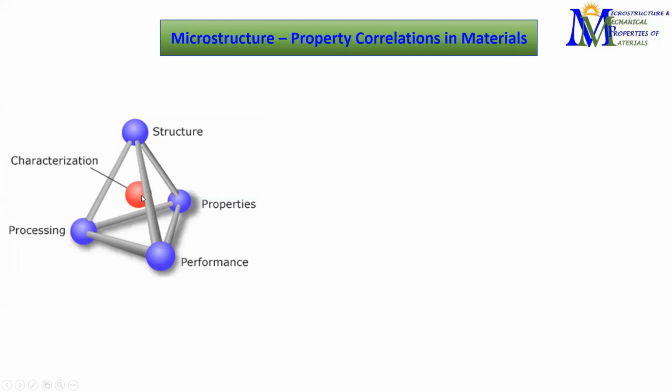The one sitting in the middle of this tetrahedra is the characterization technique, where we use different kinds of characterization to understand the relation between all these four. These are very much related, and we cannot jump into one of them by bypassing the others. So this is how these are related. Ultimately, we can say that processing is related to performance, and these are the steps by which we can achieve that.